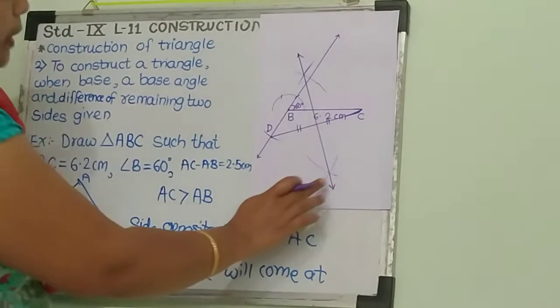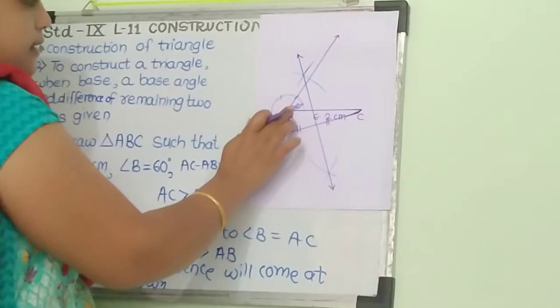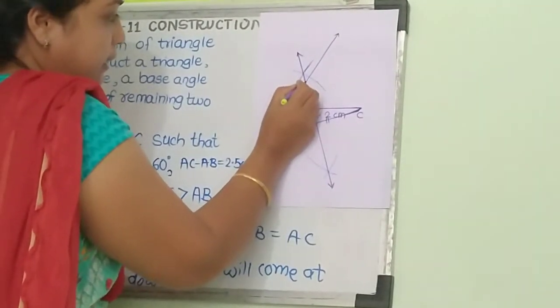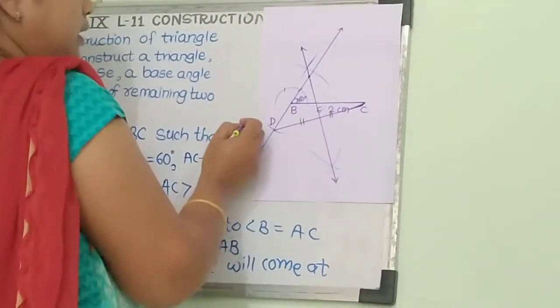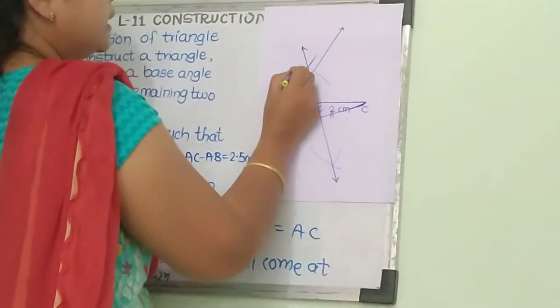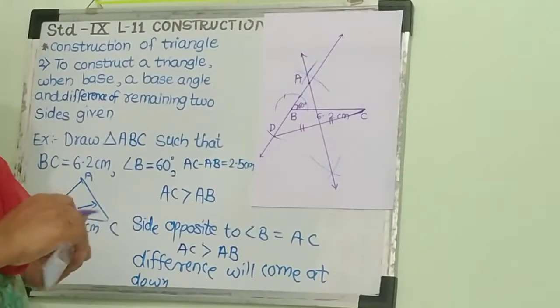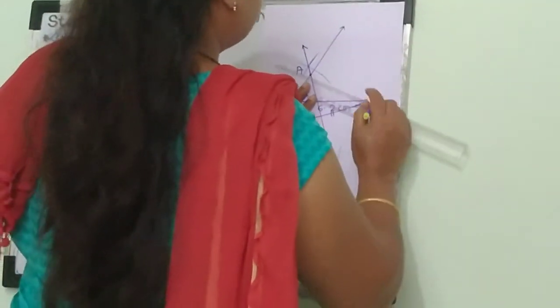Now this perpendicular intersects our angle 60 degree at which point, see here, this point they are going to meet each other. Then this point is our remaining point of the triangle, that is A, and then we join AC.